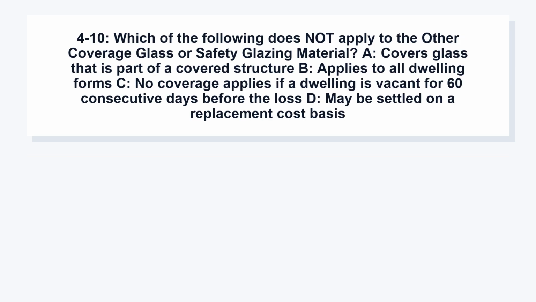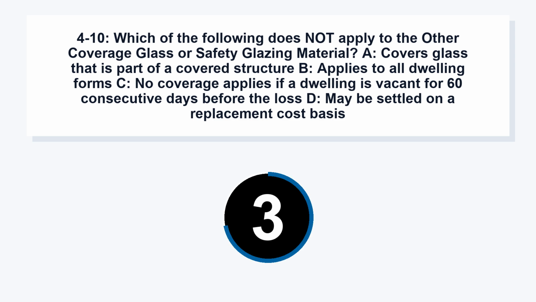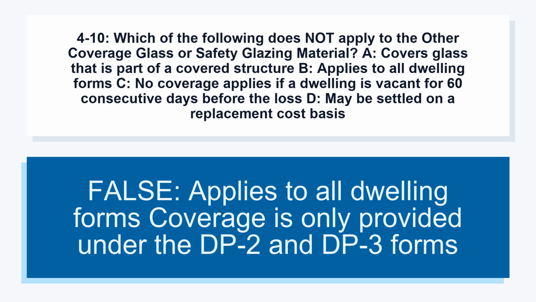4 to 10, which of the following does not apply to the other coverage? Glass or safety glazing material. A. Covers glass that is part of a covered structure. B. Applies to all dwelling forms. C. No coverage applies if a dwelling is vacant for 60 consecutive days before the loss. D. May be settled on a replacement cost basis. False. Applies to all dwelling forms. Coverage is only provided under the DP2 and DP3 forms.